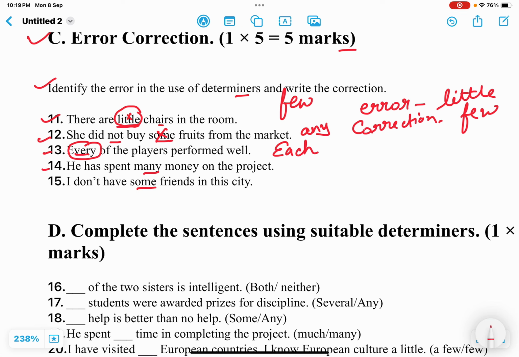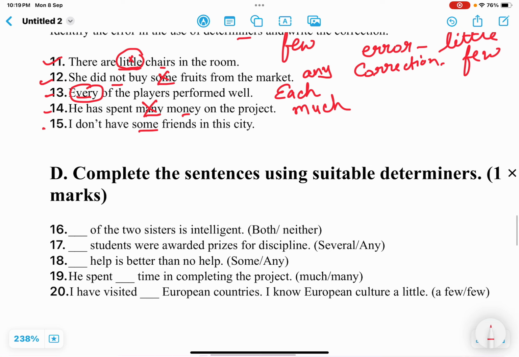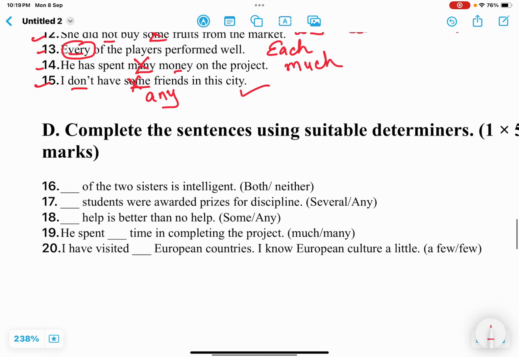Next one is, he has spent many money on the project. Money is uncountable, so many is wrong. What are we to use? Much. He has spent much money on the project. Next one is, I don't have some friends in this city. So once again a negative sentence: I don't have any friends in this city.